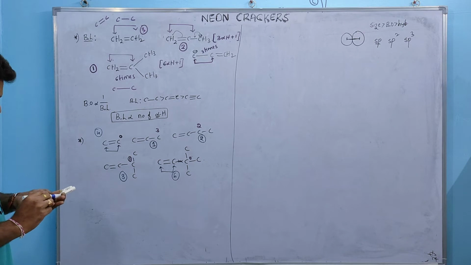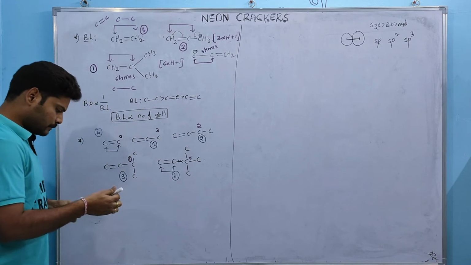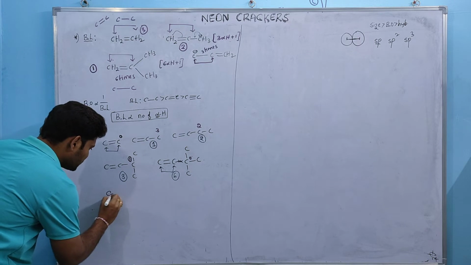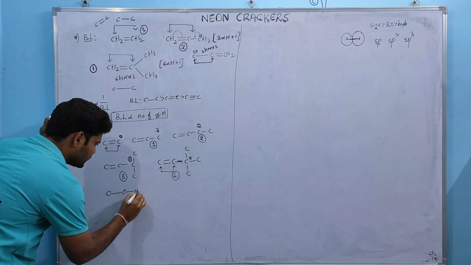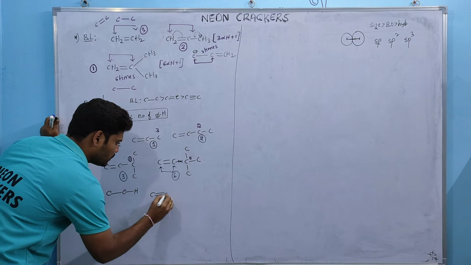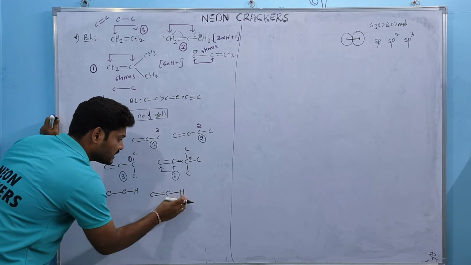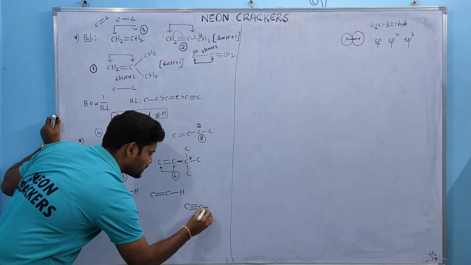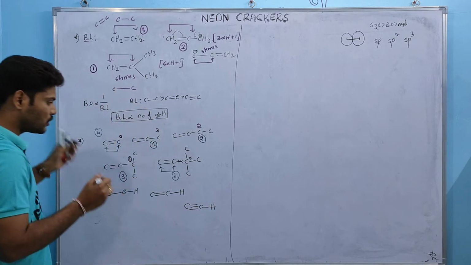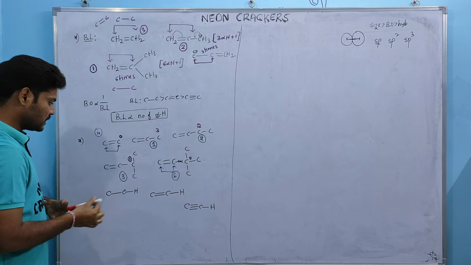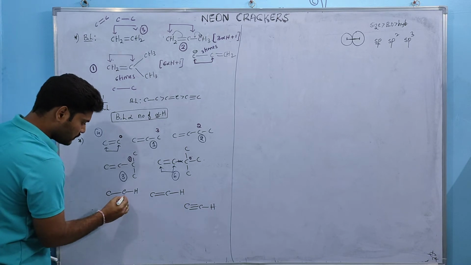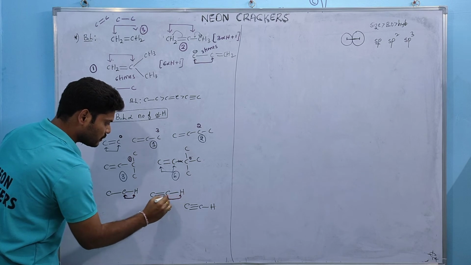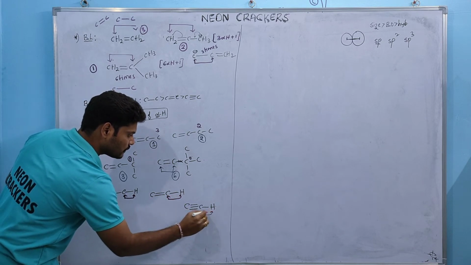Next one, the I effect bond length is also there. For example, CCH is there. Next one is C double bond CH. C triple bond CH is there. This is the CH bond length order. Here in between C and H we have to compare. This is the bond length we have to choose.